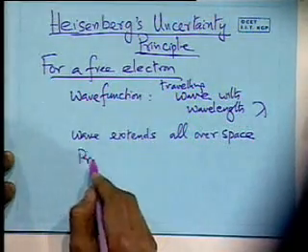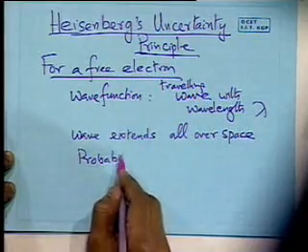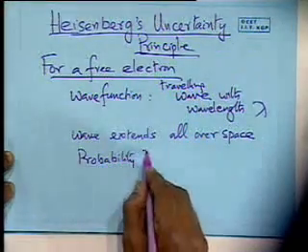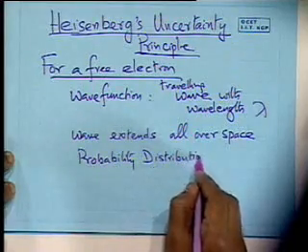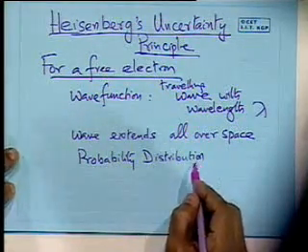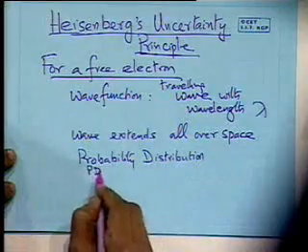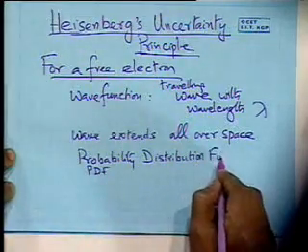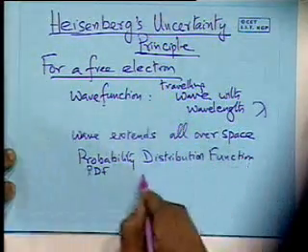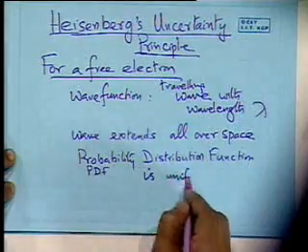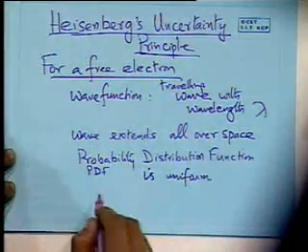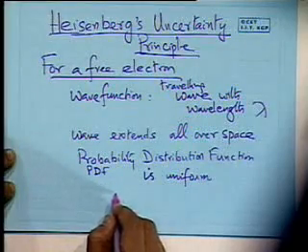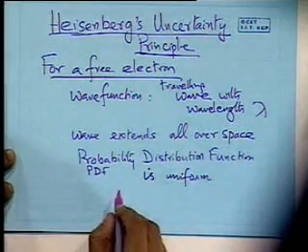And the probability distribution function is therefore uniform. Probability distribution function, PDF, that's like a PDF file format, but it's not the same. Probability distribution function is uniform. This is the case for a free electron. So what that implies then, everywhere there is a uniform probability of finding this electron.